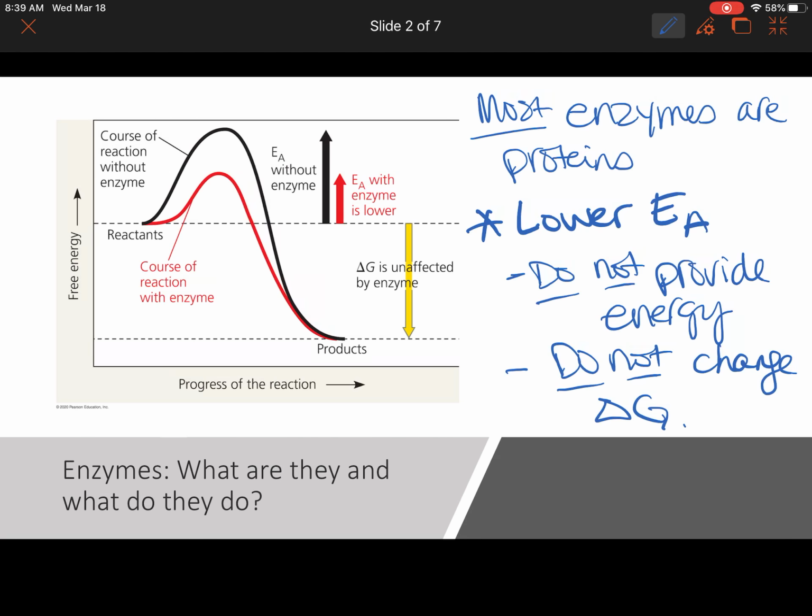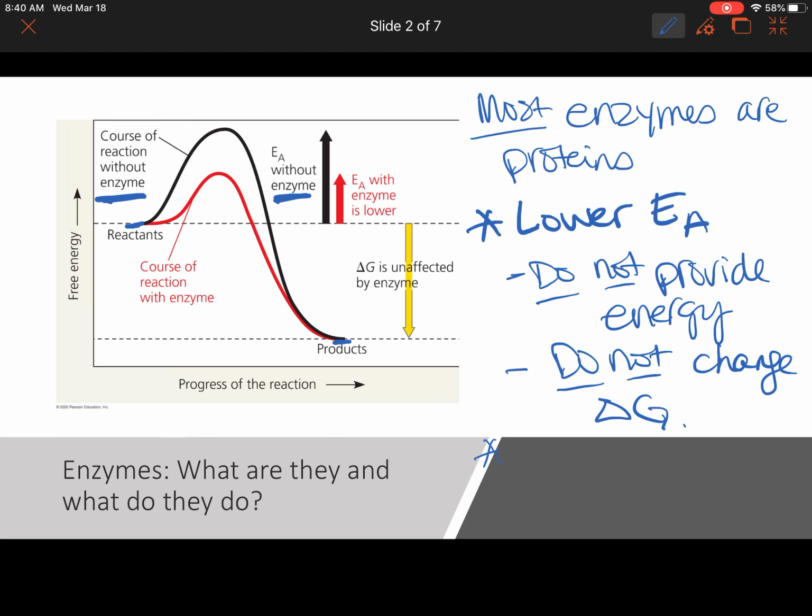So if you look at this figure, the black line is showing us the course of the reaction without the enzyme. So we see that this is an exergonic reaction like we talked about in previous lectures. We see that the reactants start higher on the free energy scale than the products, and that the reaction goes uphill and then comes down to products. So we see this energy of activation without the enzyme. When you add an enzyme to that reaction, the red line shows us what happens. The activation energy is decreased, which allows the reaction to go faster.